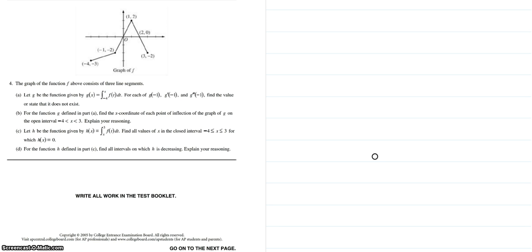This is Form B, number 4. Form B is also a little bit tricky, so I'll go through number 4 with you, which is a very tricky question. Let's get started. It gives us a function f and nicely gives us all the points.